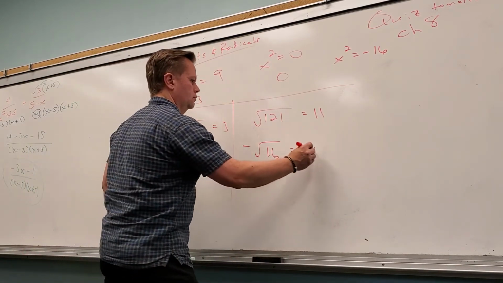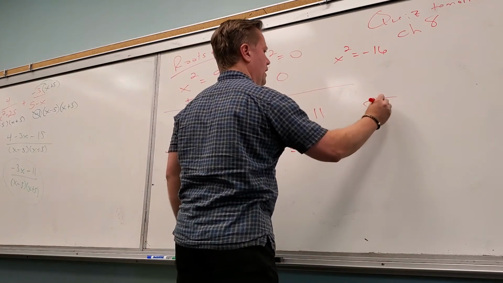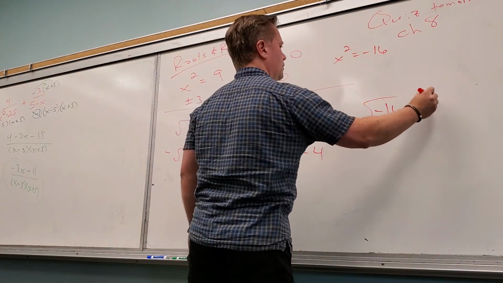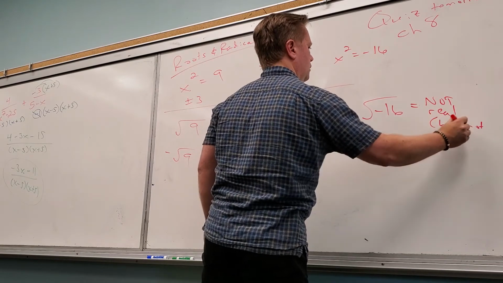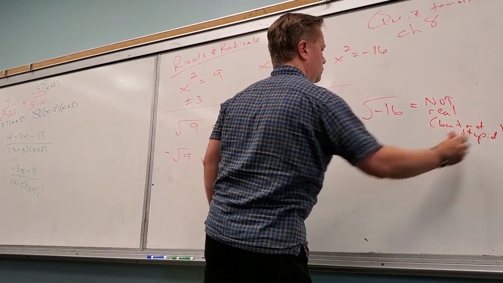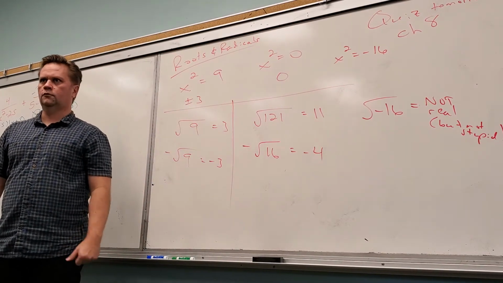If the negative symbol wasn't outside the square root, if it was inside, what would the square root of negative 16 be? Something stupid. Not real. So it's not real.